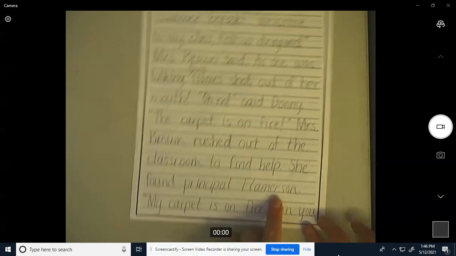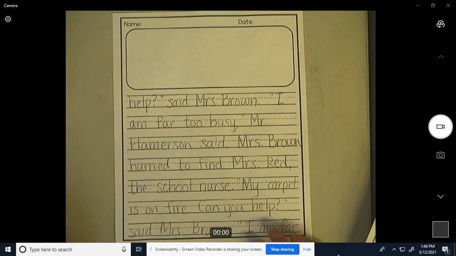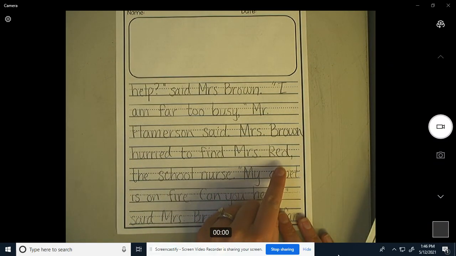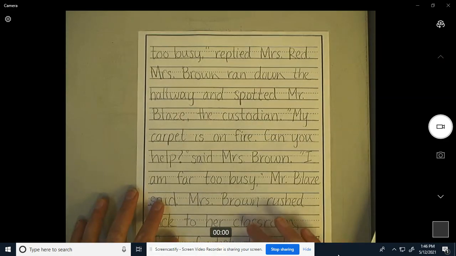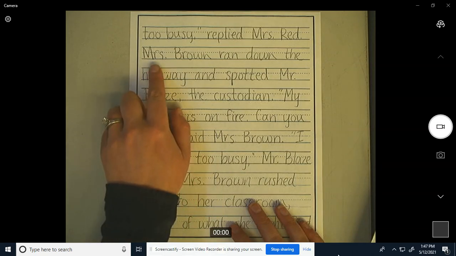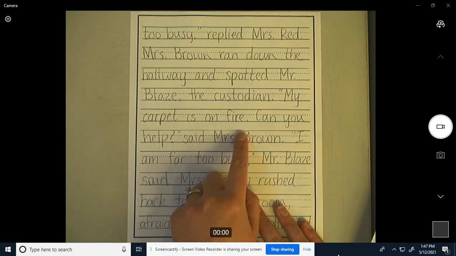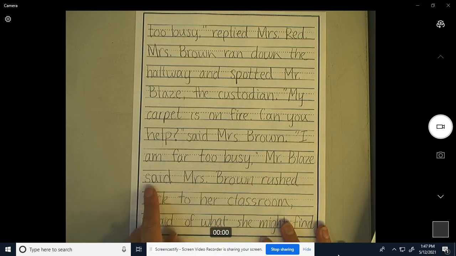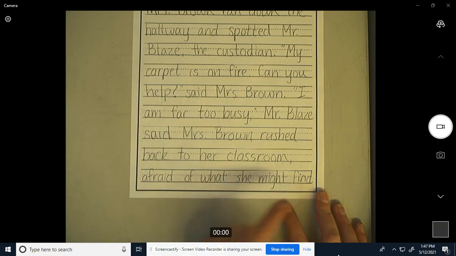She found Principal Flamerson. My carpet is on fire. Can you help? Said Mrs. Brown. I am far too busy, Mr. Flamerson said. Mrs. Brown hurried to find Mrs. Red, the school nurse. My carpet is on fire. Can you help? Said Mrs. Brown. I am far too busy, replied Mrs. Red. Mrs. Brown ran down the hallway and spotted Mr. Blaze, the custodian. My carpet is on fire. Can you help? Said Mrs. Brown. I am far too busy, Mr. Blaze said. Mrs. Brown rushed back to her classroom, afraid of what she might find.